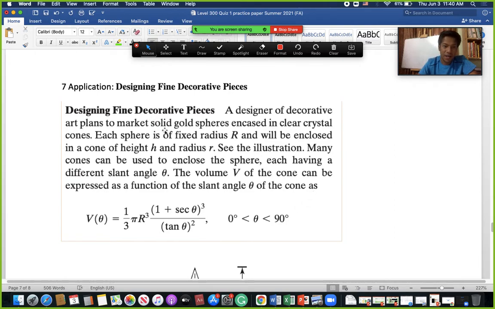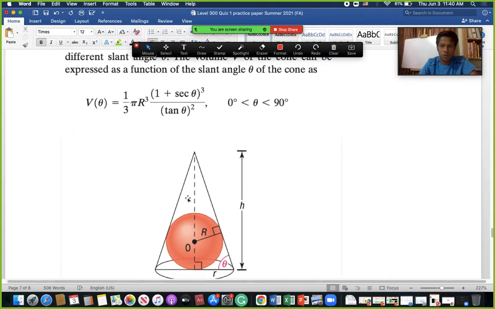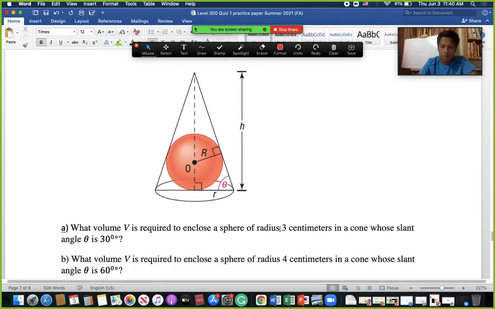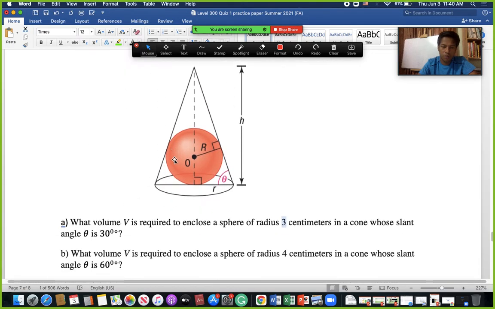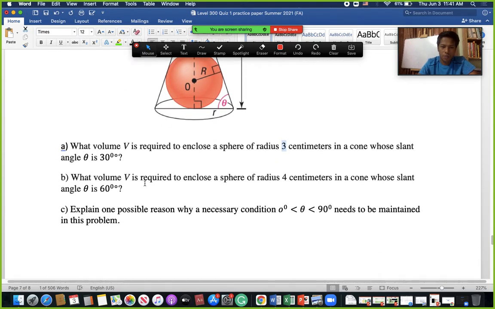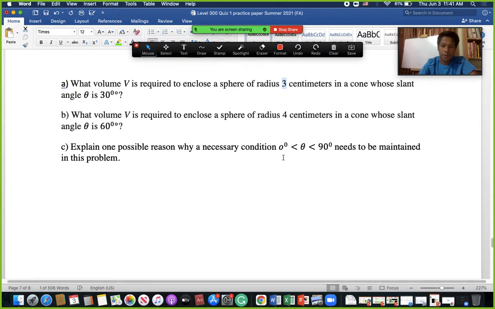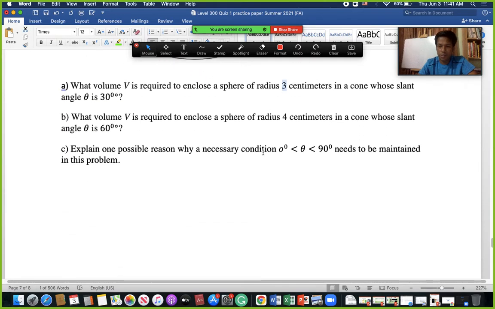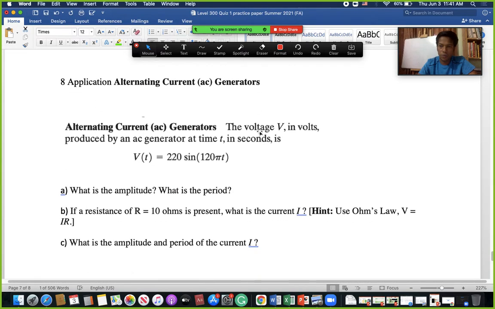And this is the application for designing fine decorative pieces. This one also is solved partly. Of course, this is slightly different. For 3 centimeters radius and 30 degree angle, you will have to find out the volume. And for 4 centimeters and 60 degrees, you will have to find out the same, and explain why this condition needs to be maintained in this problem. Why is this condition important? We slightly explained it in our class, so you can have a look.